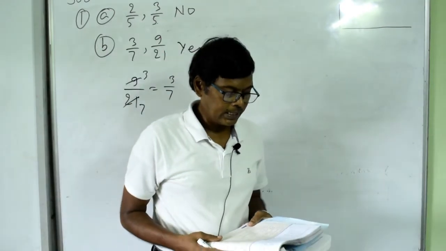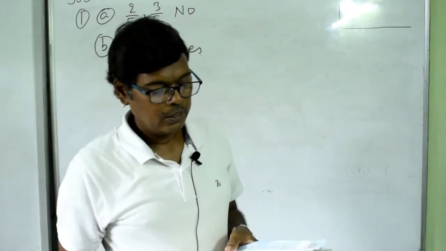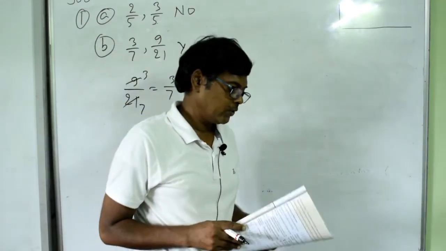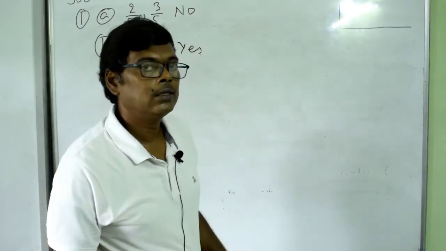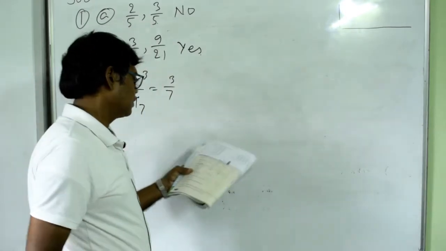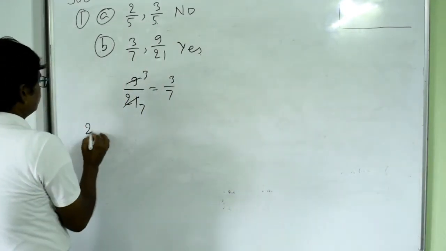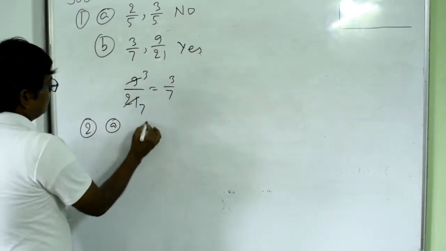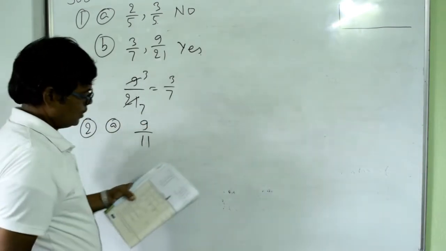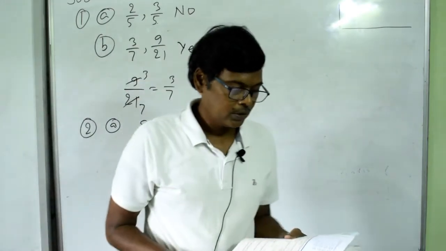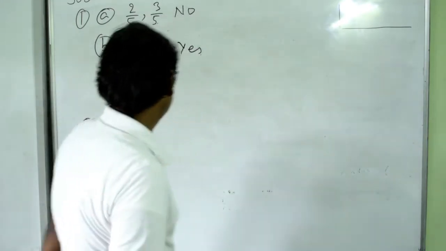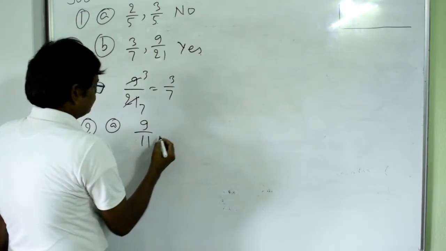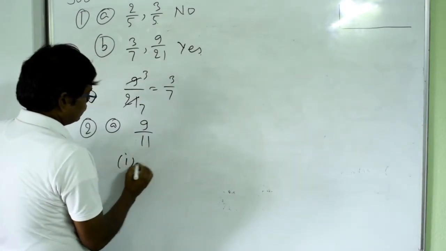The next question is: write the first 5 equivalent fractions of the following. So how will you write the equivalent fractions of the given fraction? I will explain how to do it. Here the first question is A, 9 by 11, and we have to write 5 equivalent fractions of this.